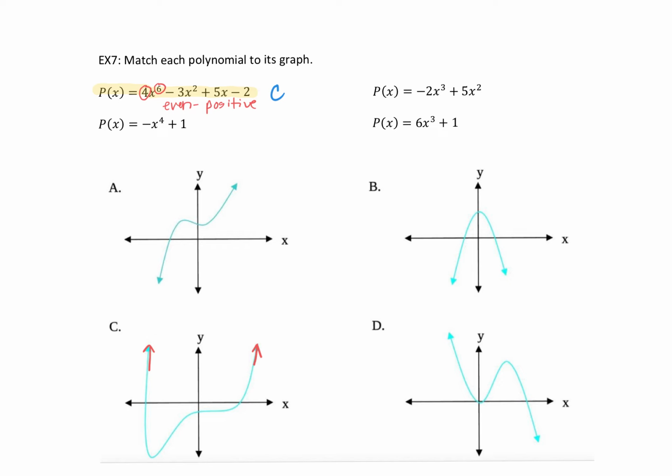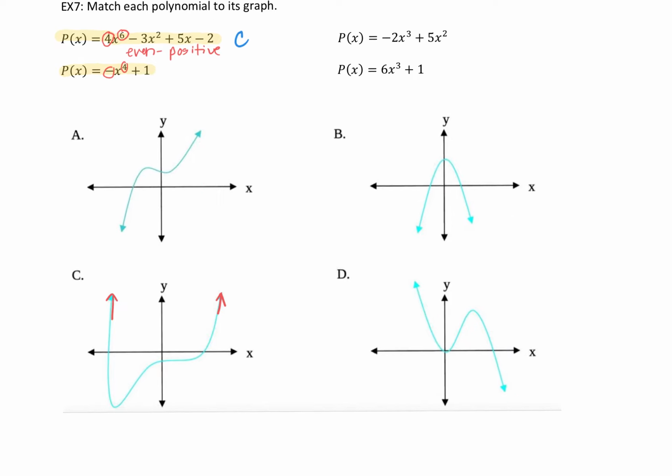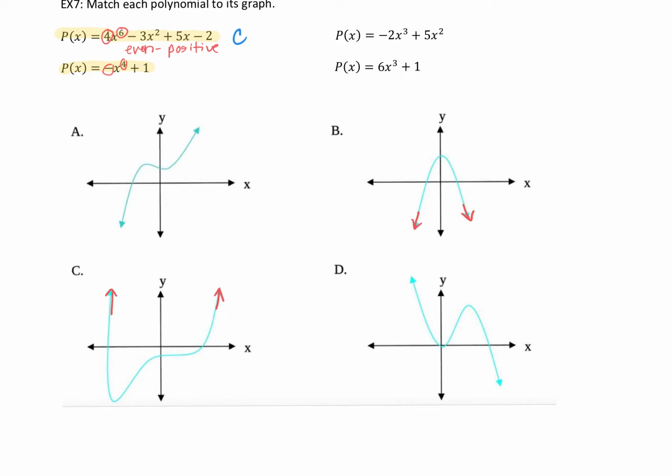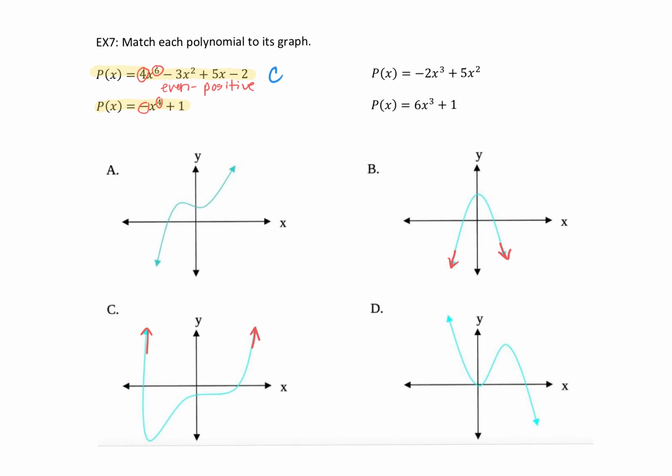Okay, so the one underneath, p of x equal to negative x to the 4th plus 1. Again, even degree, negative leading coefficient. So both ends down. That tells me it has to be B, since the remaining graphs' end behavior would be an odd degree.